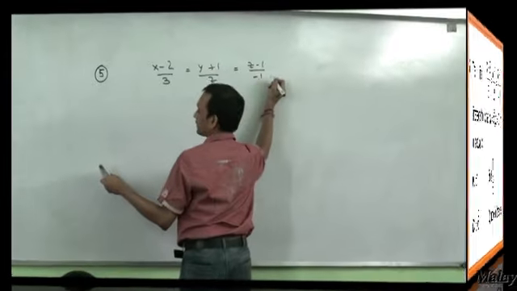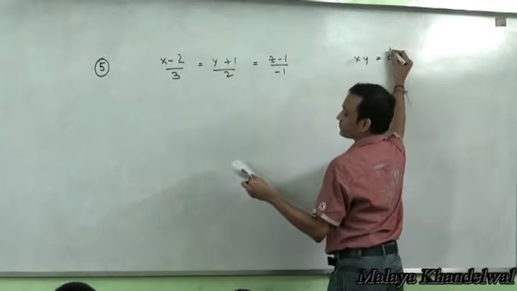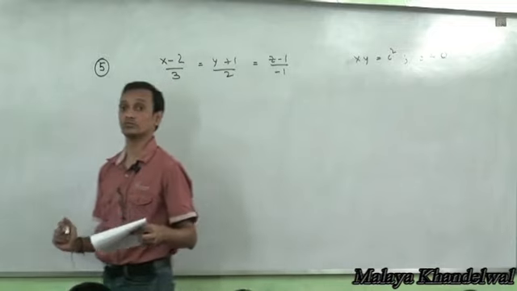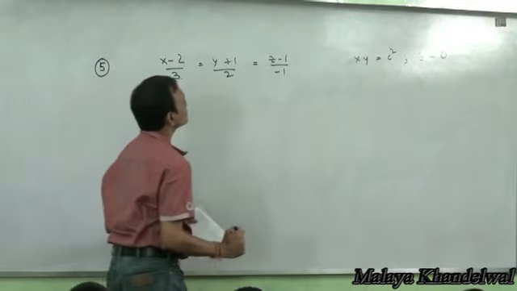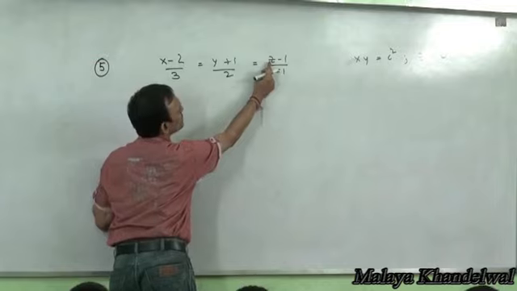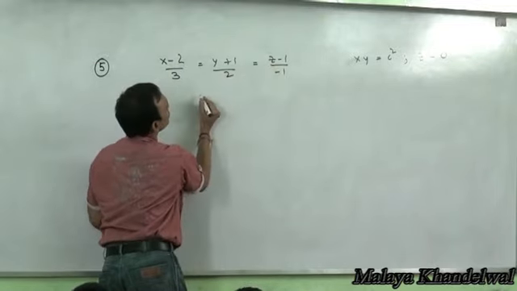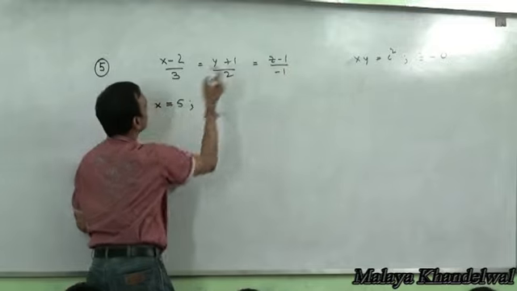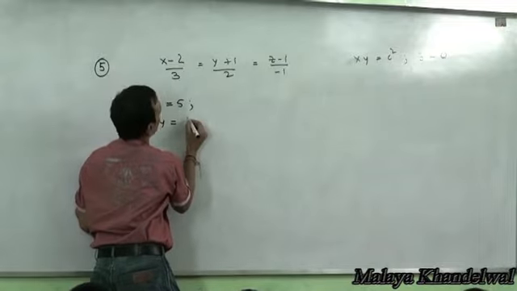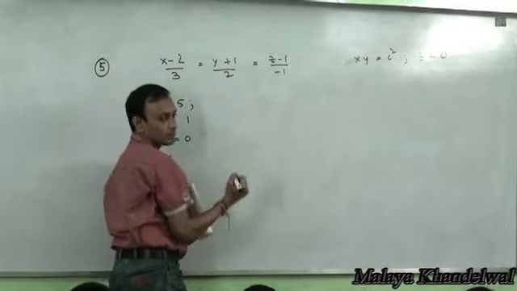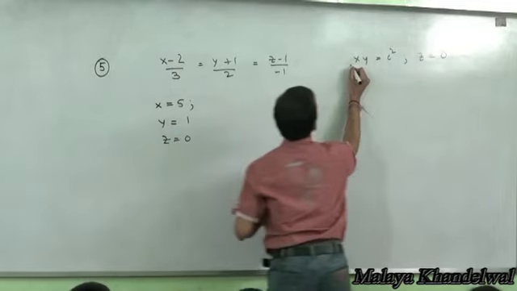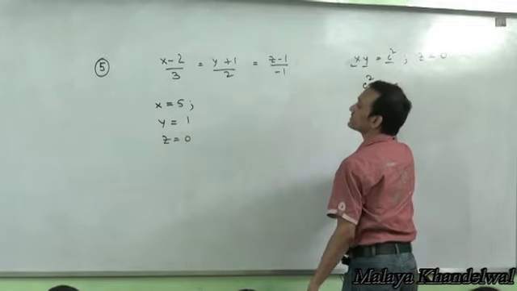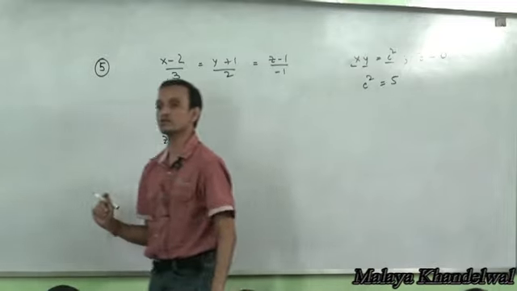This is a line. It intersects the curve xy equal to c squared at z equal to 0, right? So in this case, if you put z equal to 0, you clearly have x equal to 3 plus 2, 5, y equal to 1, and z is 0, and this lies on xy equal to c squared. So c squared is 5 into 1, or c can be plus or minus root 5.